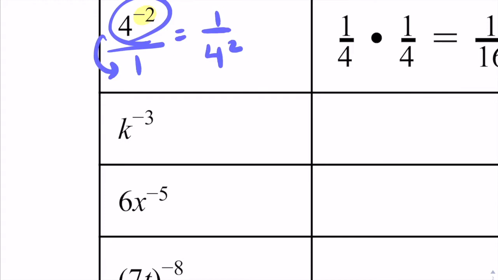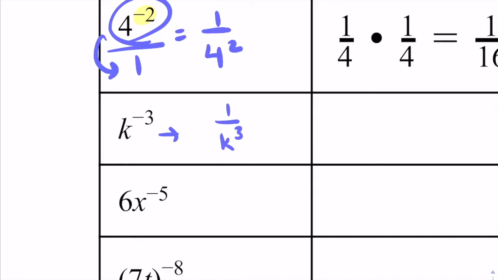So in this one, you see I have k to the negative 3. How do I make it positive? Well, it's going to be 1 over k to the positive 3. So all you have to do is move it to my denominator, and then it becomes a positive exponent. Okay, this one's a little tricky.